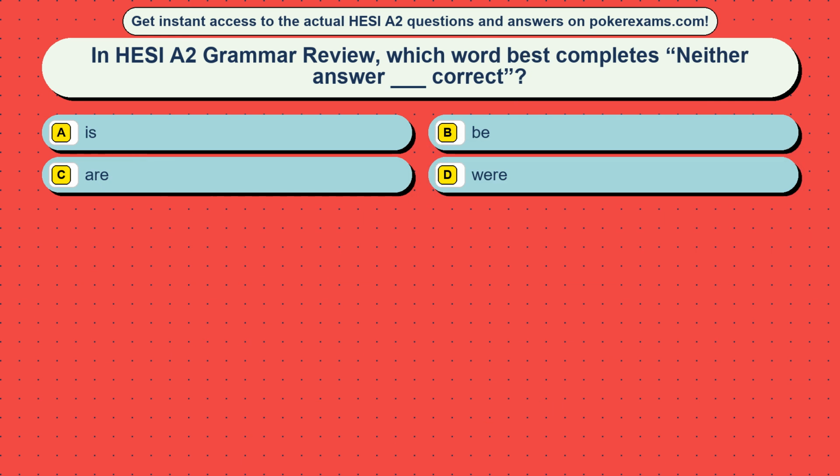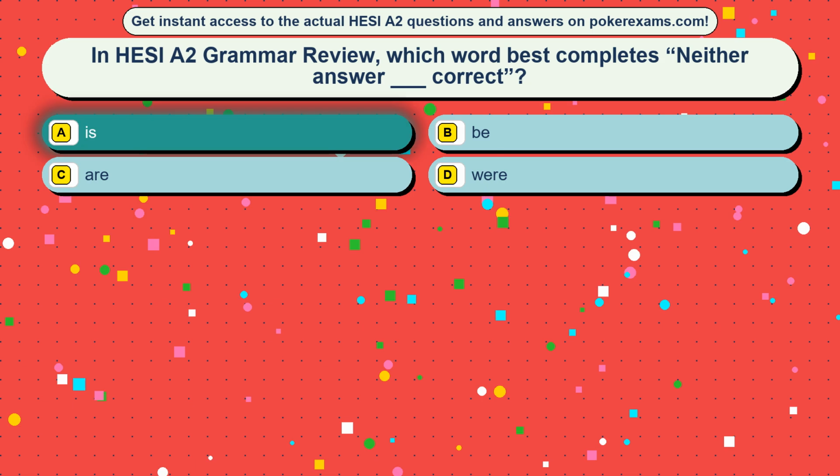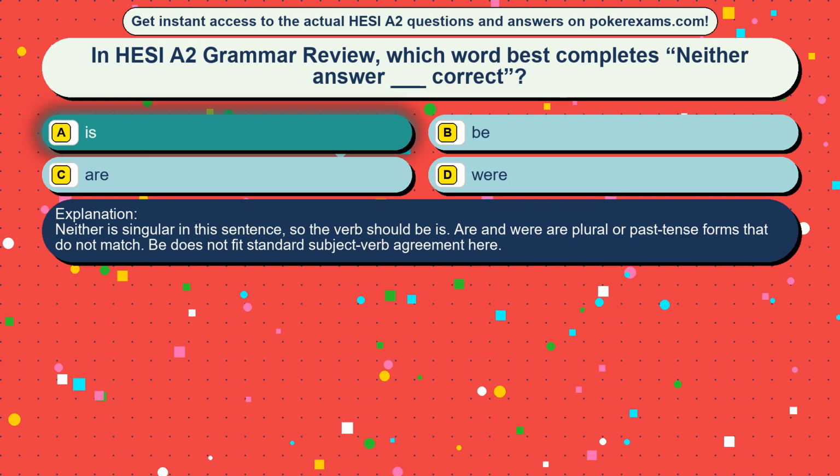Question 43. In HESI A2 Grammar Review, which word best completes the sentence: neither answer blank correct? Option A, is. Option B, be. Option C, are. Option D, were. The correct answer is option A, is. Neither is singular in this sentence, so the verb should be is. Are and were are plural or past tense forms that do not match. B does not fit standard subject-verb agreement here.